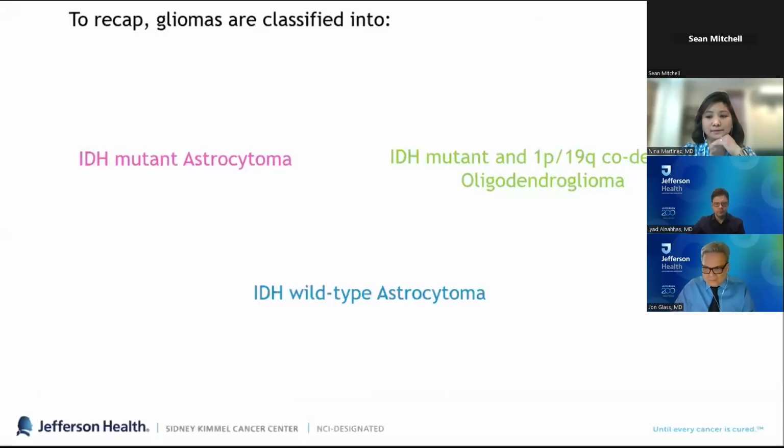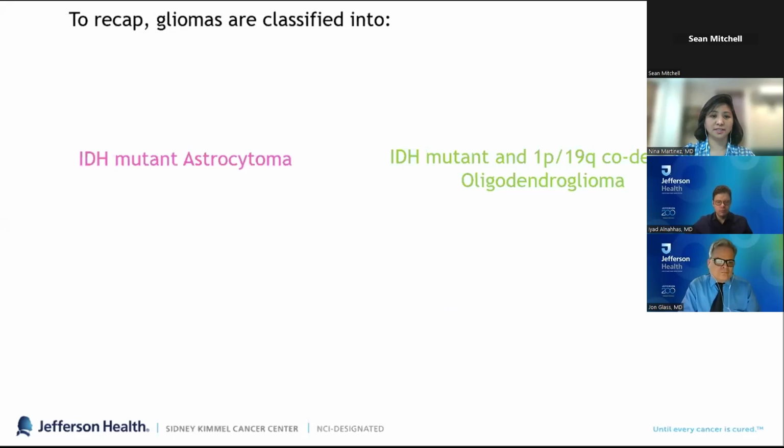So to recap, the most common types of gliomas that we see are IDH mutant astrocytomas, oligodendrogliomas, which are inherently IDH mutant, but also carry co-deletion of, or actually are characterized by deletion of the small arm of chromosome 1 and the larger arm of chromosome 19, as well as IDH wild-type astrocytomas. Wild-type meaning basically not mutant. As oncologists, we pay special attention to the IDH status because it affects how somebody's tumor will behave. Now, Dr. Alnahhas spoke a little bit about IDH wild-type astrocytomas. As he said, I will focus on the IDH mutant tumors.